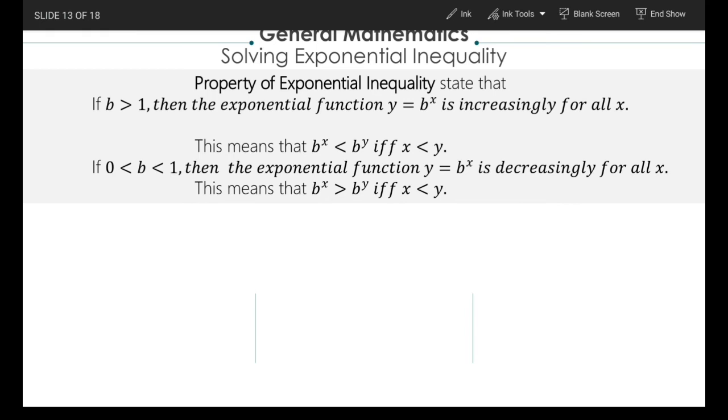So, in solving exponential inequality, you have to be reminded of the property of exponential inequality that states that if b is greater than 1, then the exponential function y is equals to b raised to x is increasing for all x. That means that if b raised to x is less than b raised to y, if and only if x is less than y. And for the second statement of this property, we have if your b or your base is between 0 and 1, then the exponential function y is equals to b raised to x is decreasing for all x. This means that b raised to x is greater than b raised to y if and only if x is less than y. Ano yung ibig nating sabihin dito sa property nito?